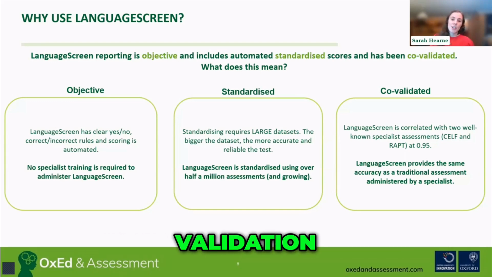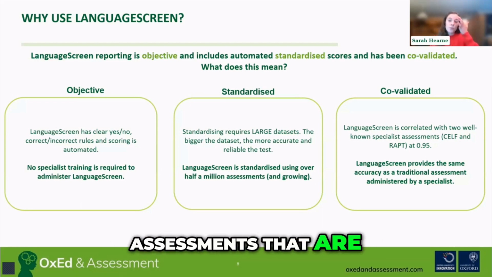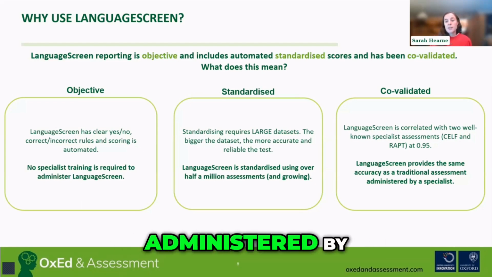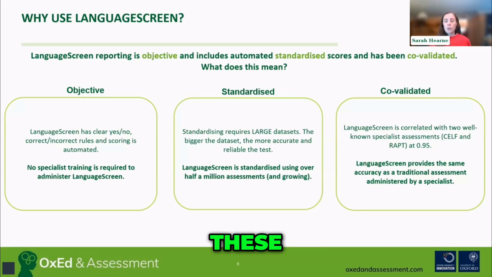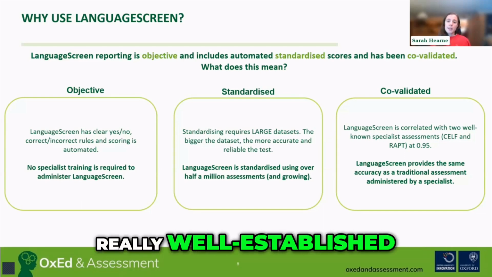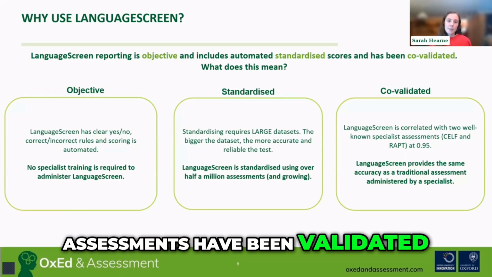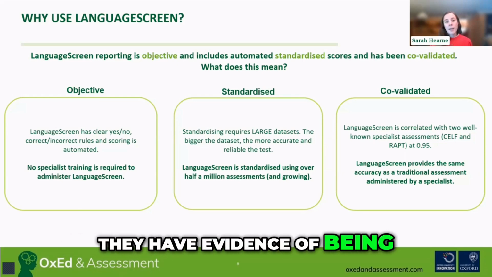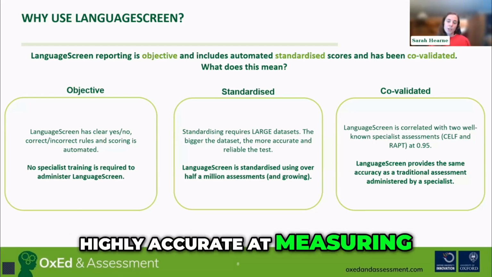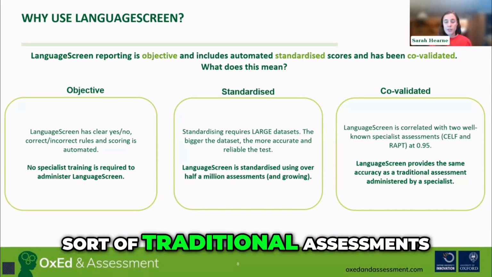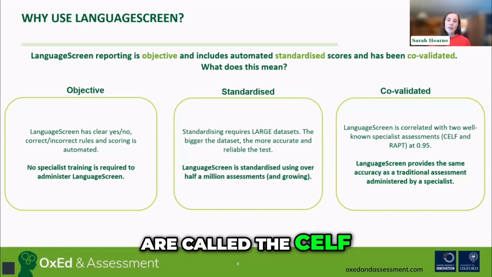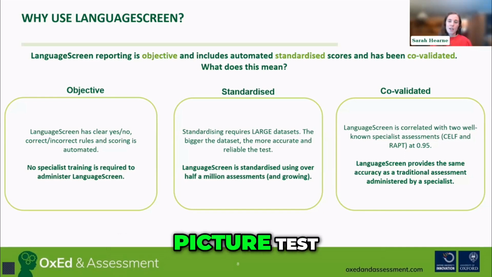And finally, validation. So assessments that are administered by speech and language therapists, these really well-established assessments have been validated, and that means that they have evidence of being highly accurate at measuring children's language skills. Two of these traditional assessments are called the KELF and the Renfrew Action Picture Test, or the RAPT for short.